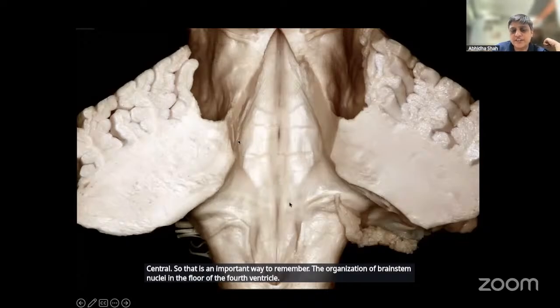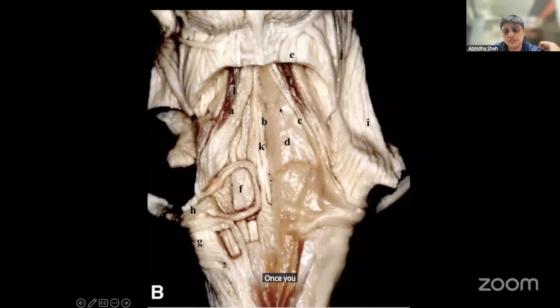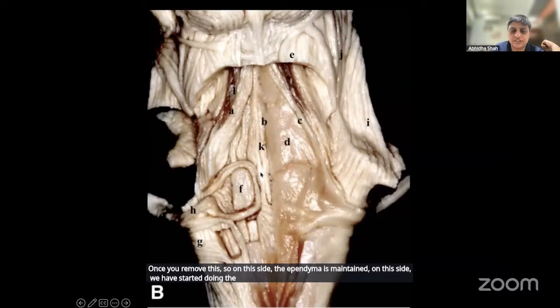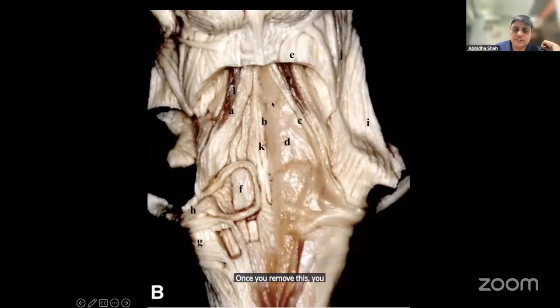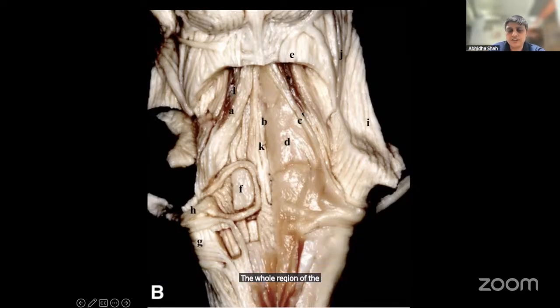So the first layer here is the ependyma of the fourth ventricle. Once you remove this, on this side the ependyma is maintained. On this side, we have started doing the fiber dissection. Once you remove this, you will see the structures. In the midline is the median sulcus that divides the brainstem into right and left halves. The whole region of the fourth ventricle is also known as the rhomboid fossa.